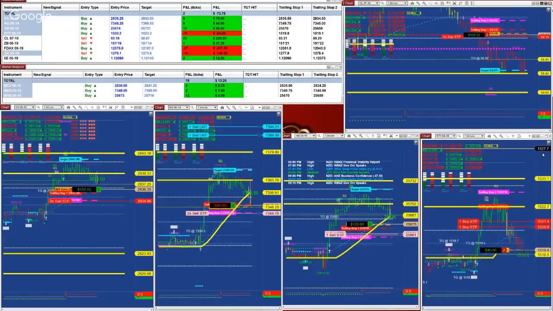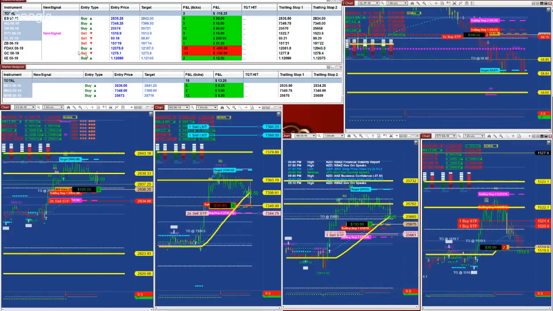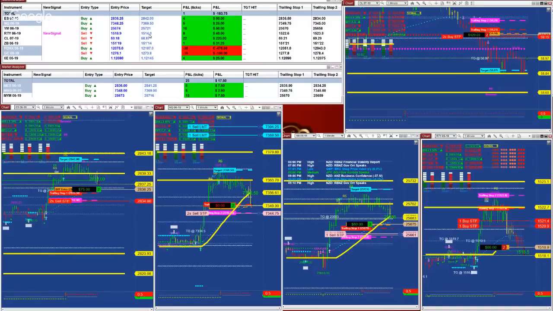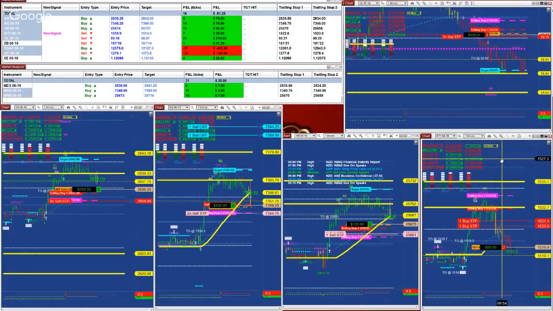Okay, there is a new signal on the Russell: sell order at 1518.09, target 1513.9. But don't forget, this is right now the news, and if you want to take a risk, you are at your own risk. Right now it's 10:01, and we have this monkey business for the next 2-3 minutes. I don't know if you want to make a decision on that trade or not.